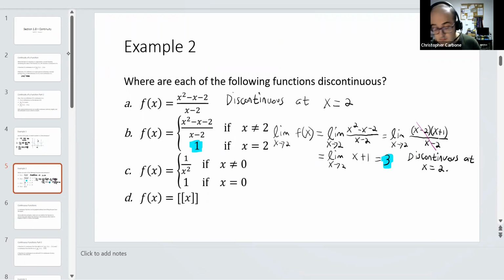For part C, f of x is equal to 1 over x squared if x is not 0, or 1 if x is 0. So, based upon this, if you looked at the limit as x approaches 0 of 1 over x squared, this might be helpful to look at as a graph. So let me pull this up for the sake of our discussion.